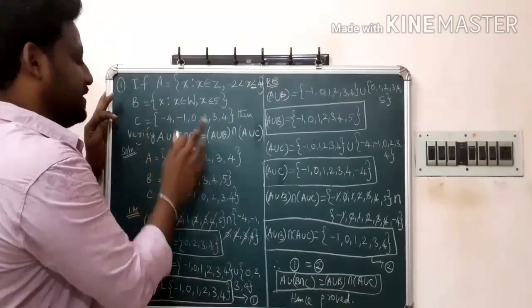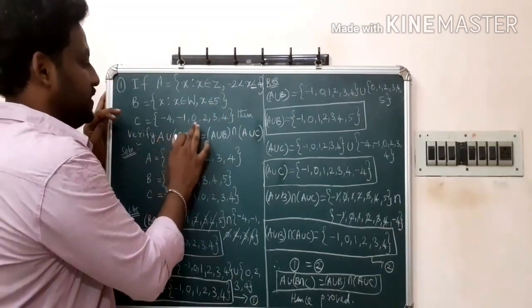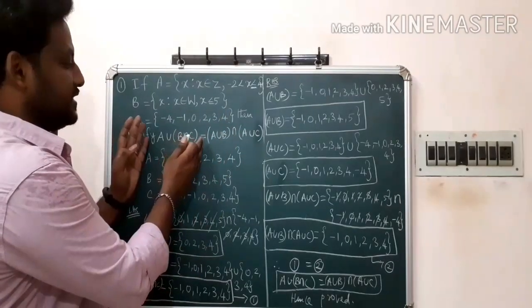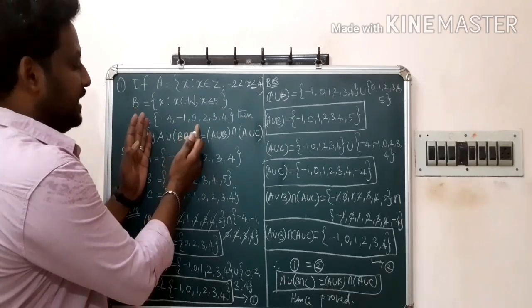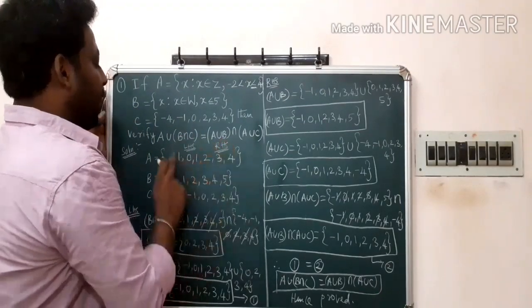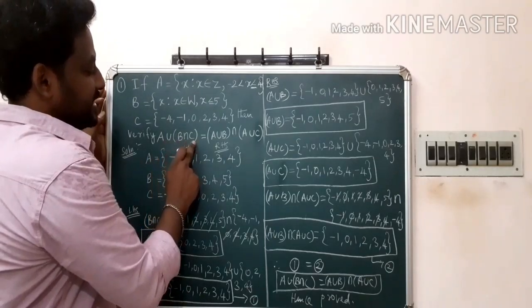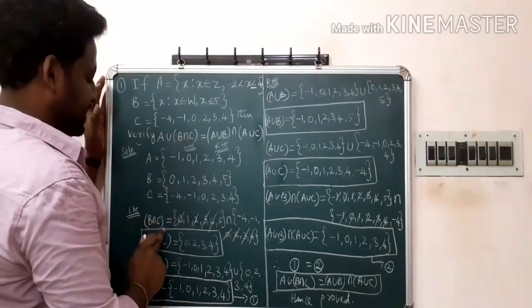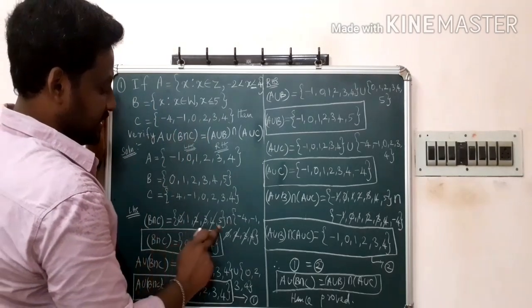And then C is given in roster form: minus 4, minus 1, 0, 2, 3, 4. So now we have to prove the condition, that is the distributive property. First we prove the LHS side, and the other side is taken as RHS. First, A union B intersection C. First of all we have to look at the bracket. So B intersection C is equal to, what is set B?